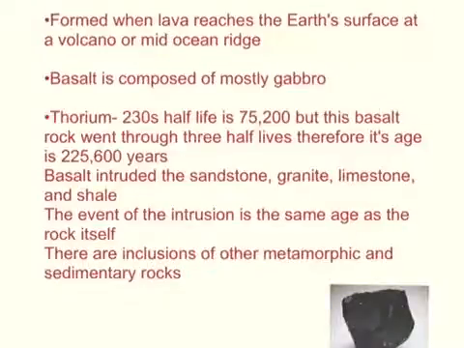Thorium-230's half-life is 75,200 years, but this basalt rock went through 3 half-lives, therefore its age is 225,600 years. Basalt intruded the sandstone, granite, limestone, and shale. The event of the intrusion is the same age as the rock itself. There are inclusions of sandstone, granite, limestone, and shale, which are metamorphic and sedimentary rocks.